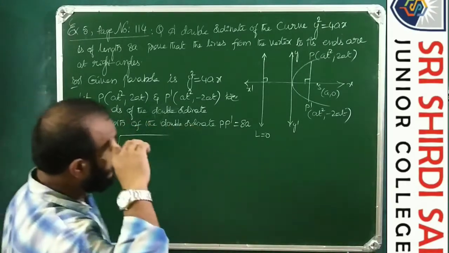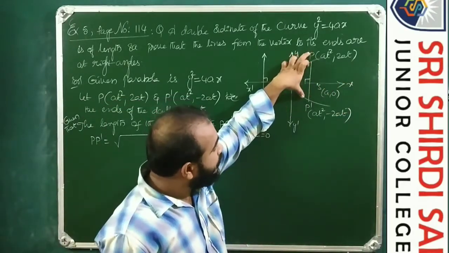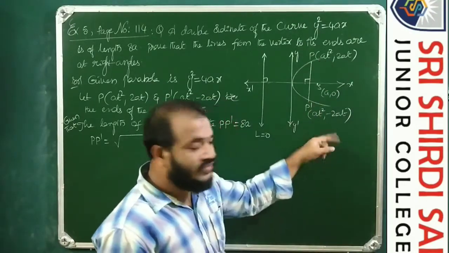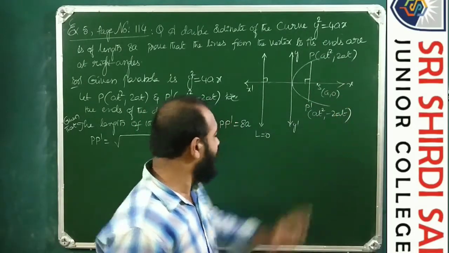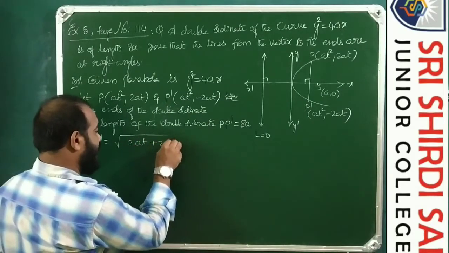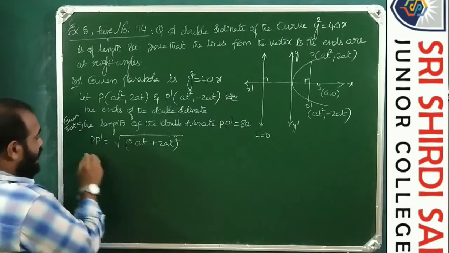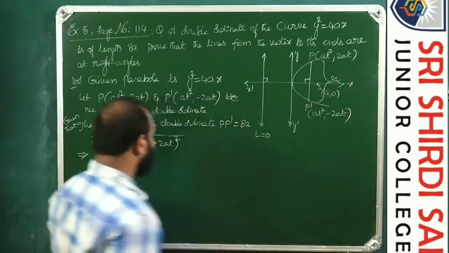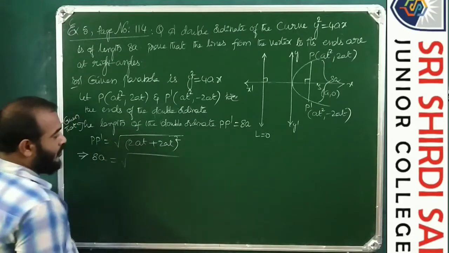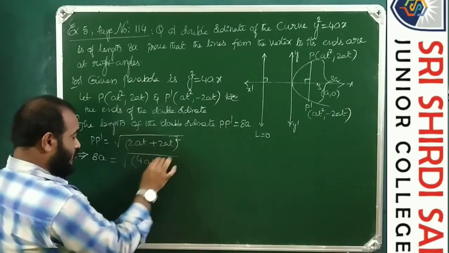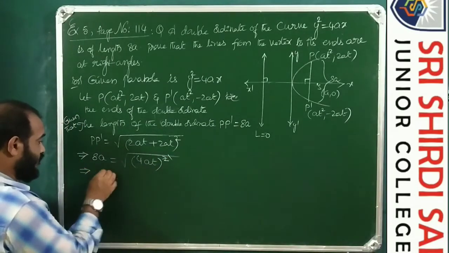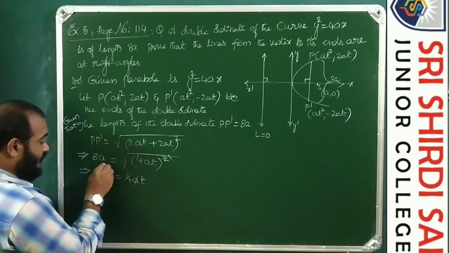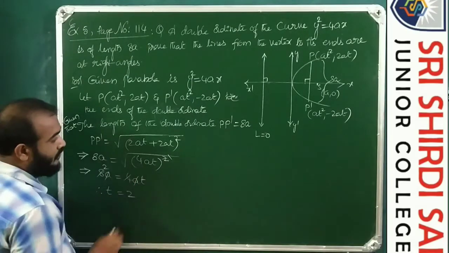PP dash is the distance between the 2 points (x1, y1) and (x2, y2), square root of (x2 minus x1) whole square, the at square minus at square gets cancelled, plus (y2 minus y1) whole square. 2at minus of minus 2at, so 2at plus 2at, whole square. According to the question, this PP dash equals 8a. So 8a equals square root of (4at) whole square. Square root gets cancelled. 8a equals 4at. So a gets cancelled. 4 twos are 8. Therefore t equals 2.